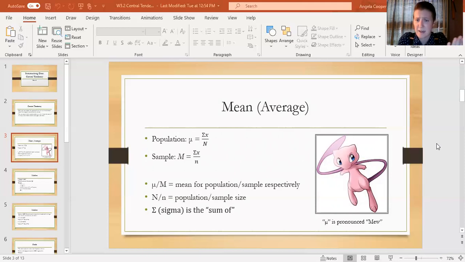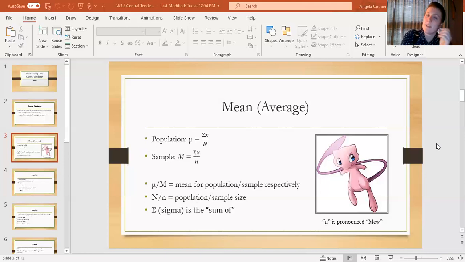If you don't know how to pronounce mu, it's spelled M-U, but it's pronounced "mew." If you're familiar with Pokemon, that was my childhood, that'll help. If not, that Pokemon is named Mew.